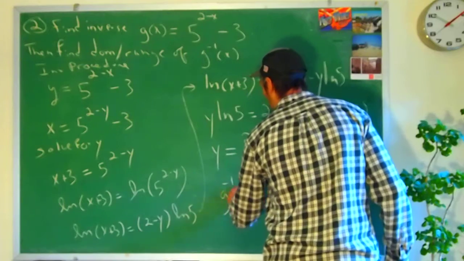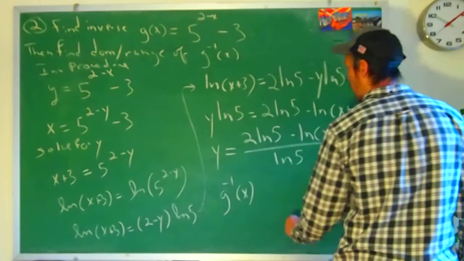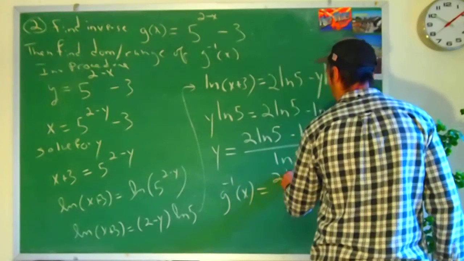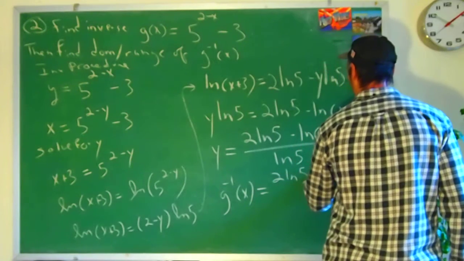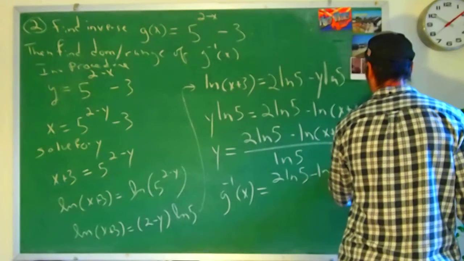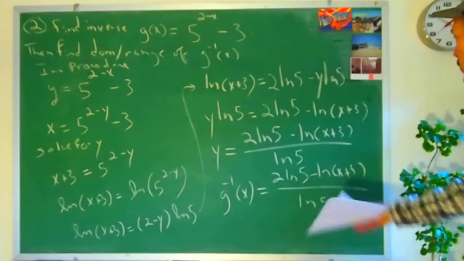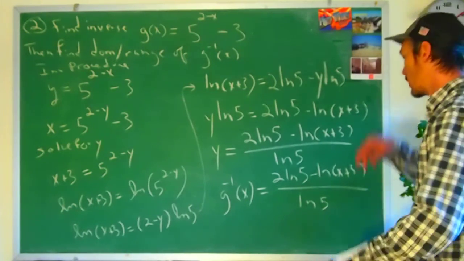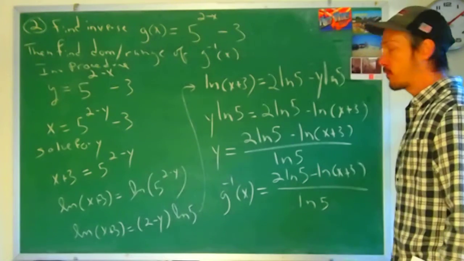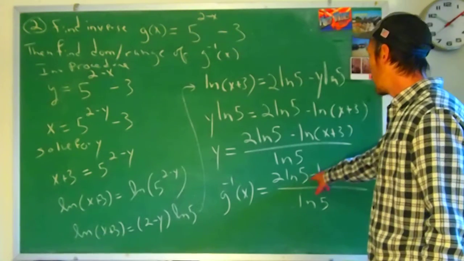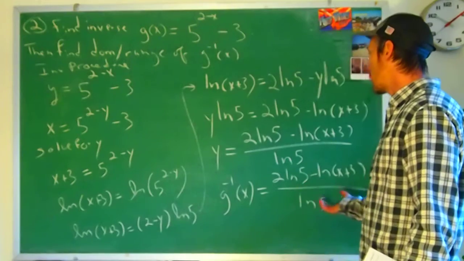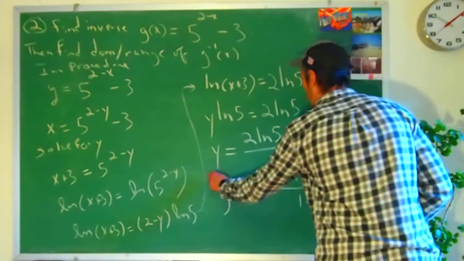So that's g inverse of x equals 2 ln 5 minus ln of x plus 3, all over ln 5. And that's sufficient. Now there is a little bit more you could do if you wanted to write this in terms of where you wanted to combine that into a single logarithm, but that's not necessary. This is the inverse function here.